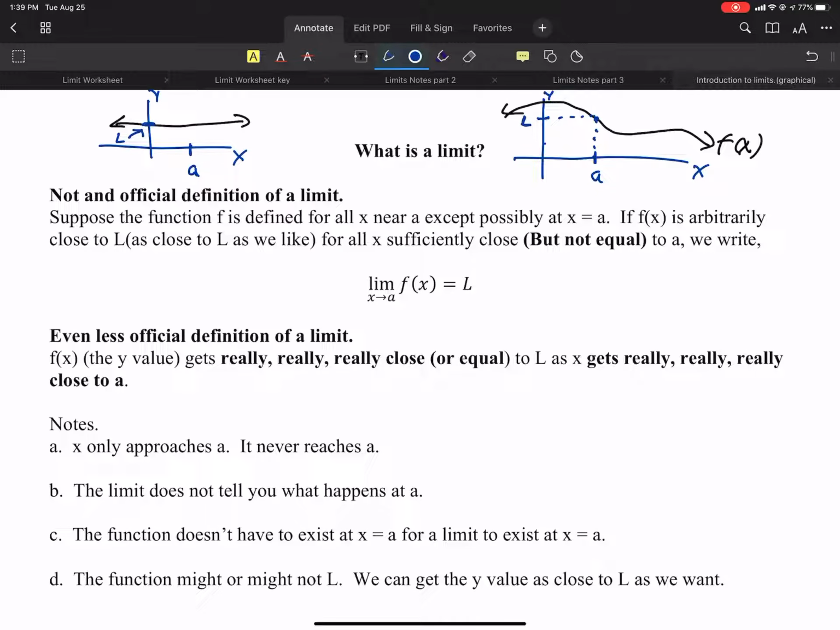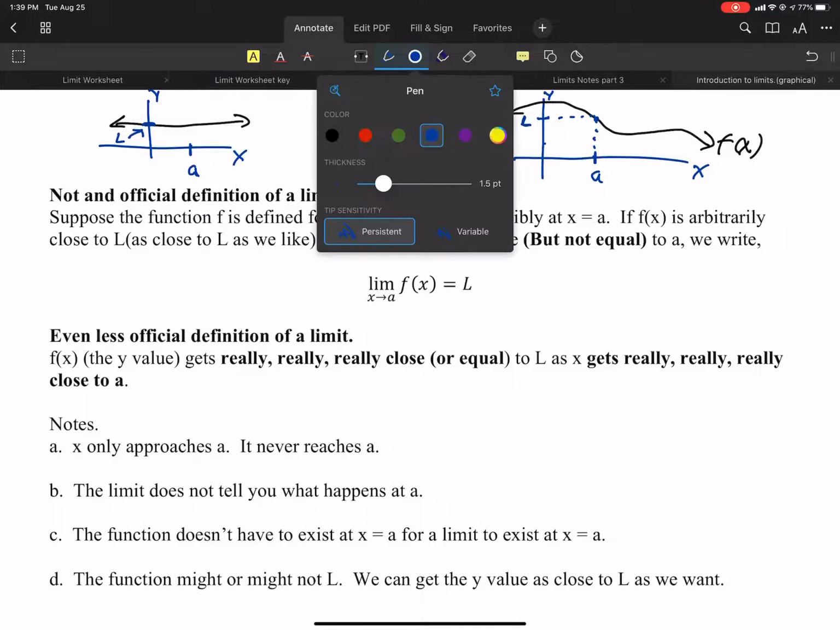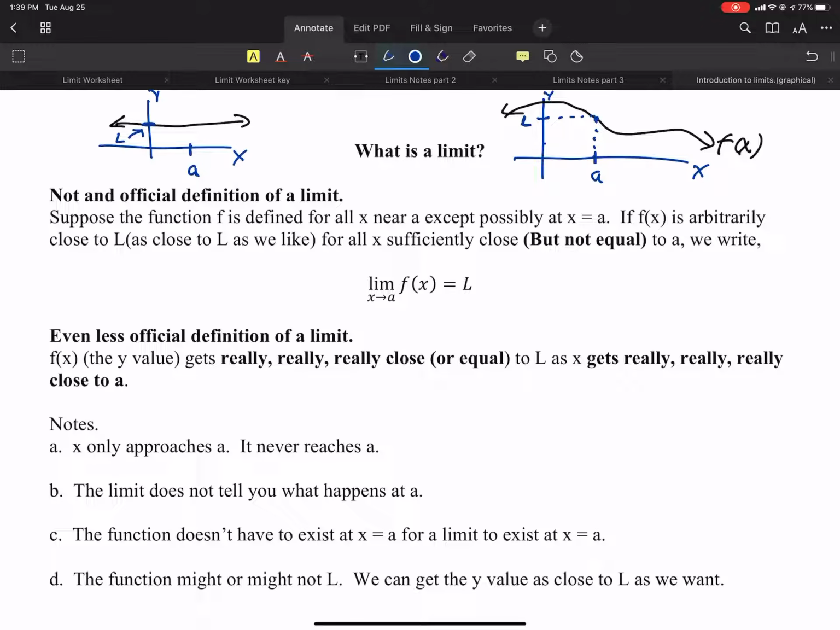All right, so what is a limit? And here's what happens. There's a lot of misconceptions people have about limits, and it will confuse you and make you miss easy problems. So make sure that you're absorbing all the things I'm saying and they make sense to you.